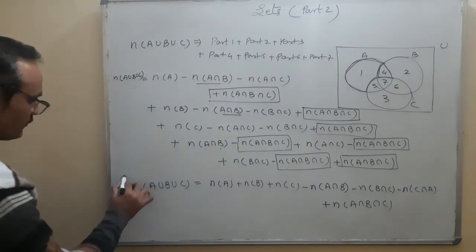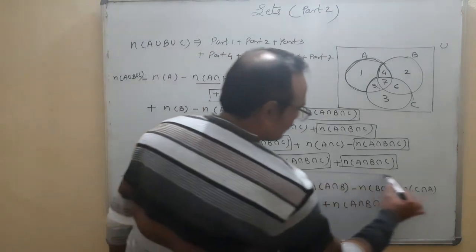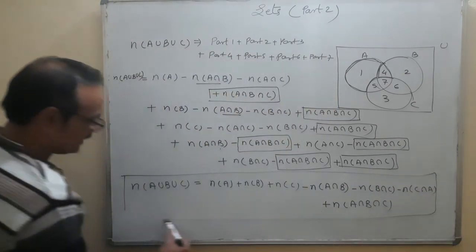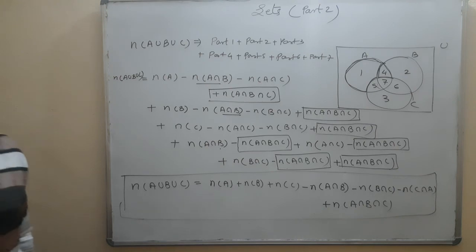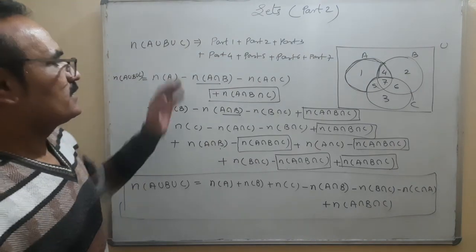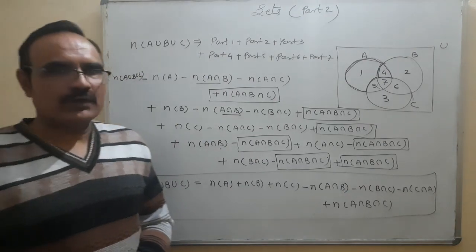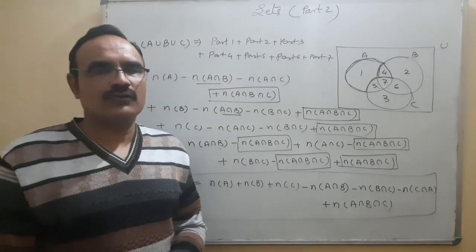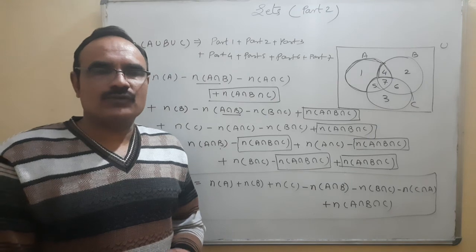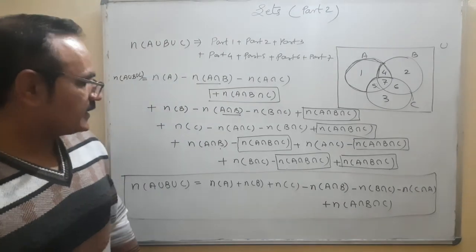So this is the relation for the 3 sets. You will remember that with the help of a Venn diagram, you can verify this relation also. So that's all. This is the complete set theory. I hope you will solve all the questions. Whatever problem you have, you can drop it in my comment box. I'll give you the solution of it. Okay. Thanks, and thanks for watching.